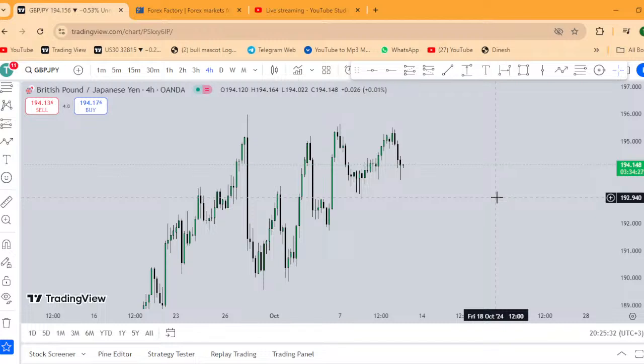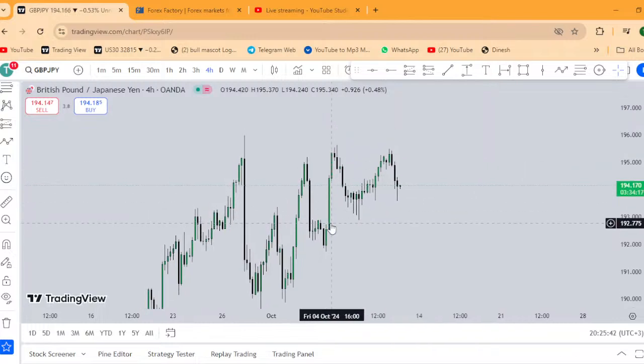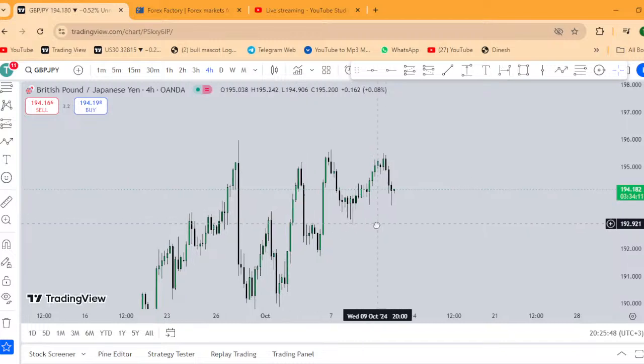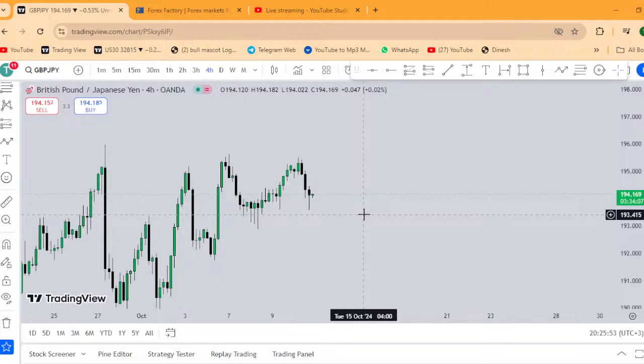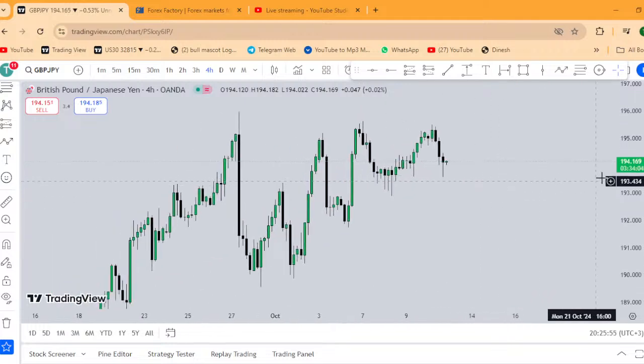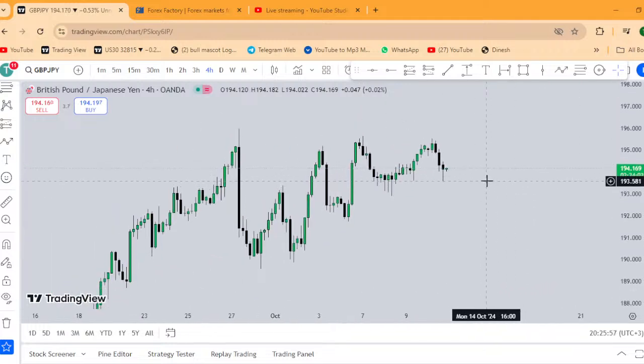Okay, so the first step is to identify buyers and sellers. How are we going to identify the buyers and sellers? This is simply by identifying areas of expansion.